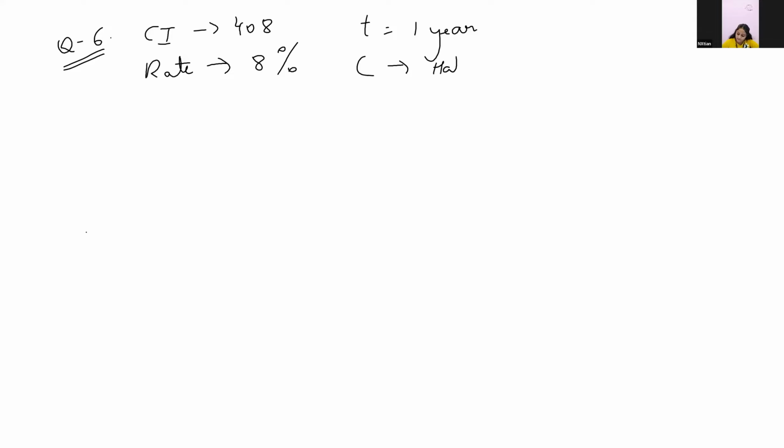Question 6. Compound interest. What was the rate given to me? 8%. Time was 1 year. And this was compounded half yearly. This is question 6 in the test, right? Yes, the main question 6 from the test. Okay. We had to find out the amount.